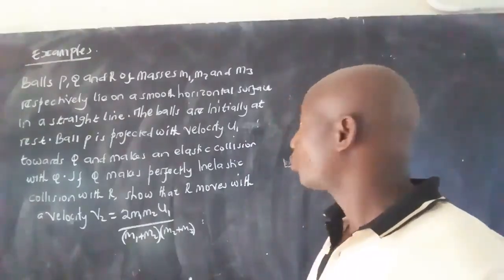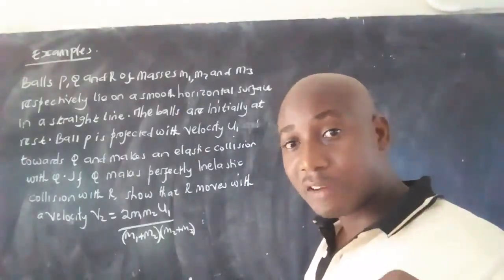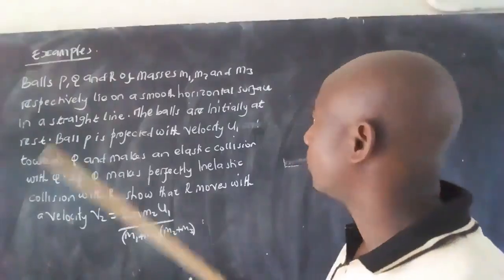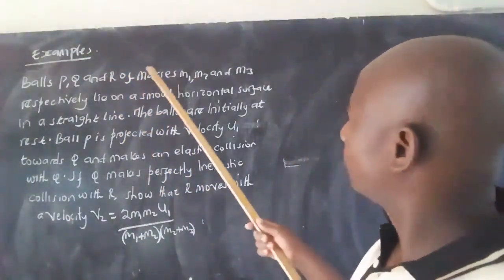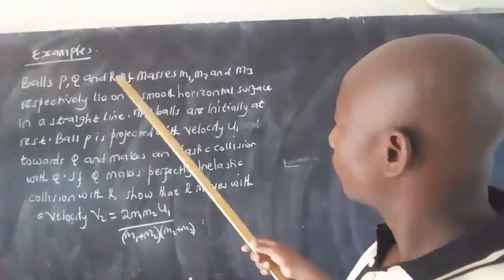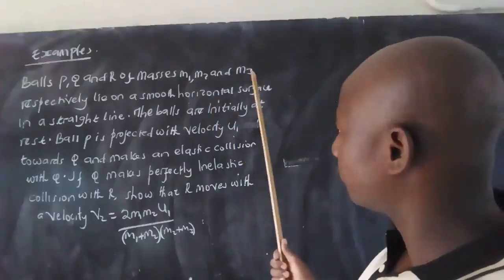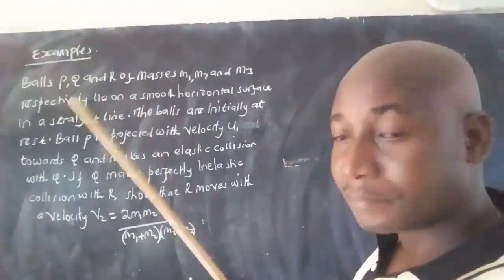You understand? So here, in a perfectly inelastic collision, kinetic energy is not conserved. However, the balls stick together. So perfect means totally inelastic, okay? Or completely elastic. So we have balls P, Q, and R, masses M1, M2, and M3, lying on a smooth horizontal surface, and they are initially at rest.